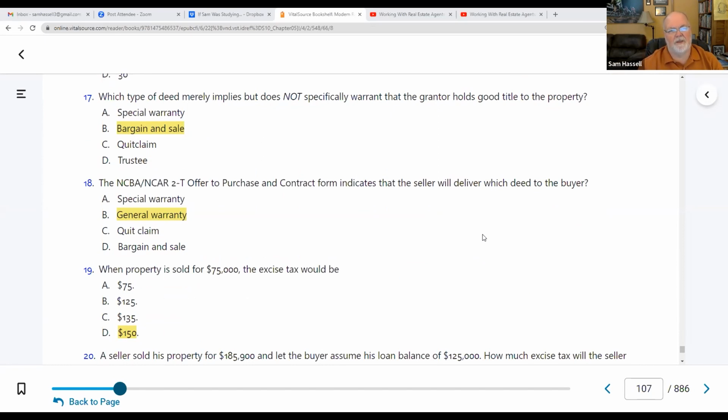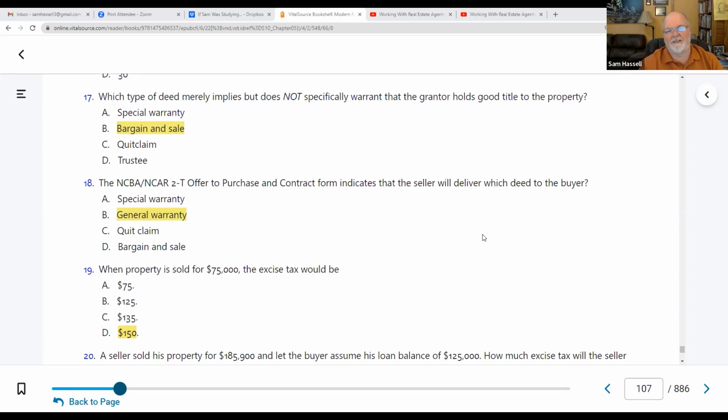Number 18, the NCBA/NCAR 2T offer to purchase and contract form. This is our offer to purchase, and we're going to get into that. This is our contract. NCBA stands for the North Carolina Bar Association. NCAR stands for the North Carolina Association of Realtors. 2T is the form number, and it is going to be the offer to purchase.